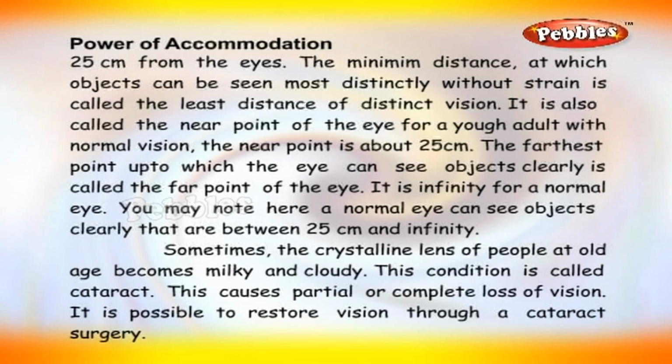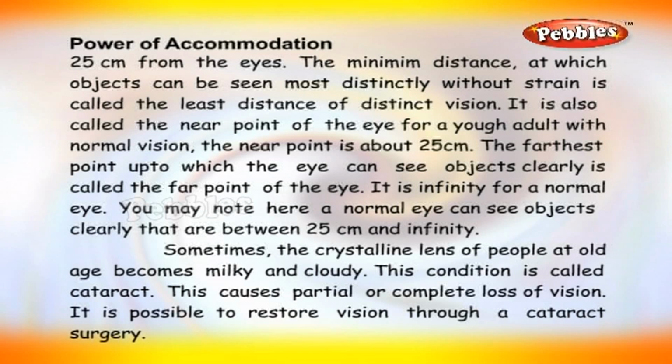The minimum distance at which objects can be seen most distinctly without strain is called the least distance of distinct vision. It is also called the near point of the eye. For a young adult with normal vision, the near point is about 25 centimeters. The farthest point up to which the eye can see objects clearly is called the far point of the eye. It is infinity for a normal eye. You may note here a normal eye can see objects clearly that are between 25 centimeters and infinity.